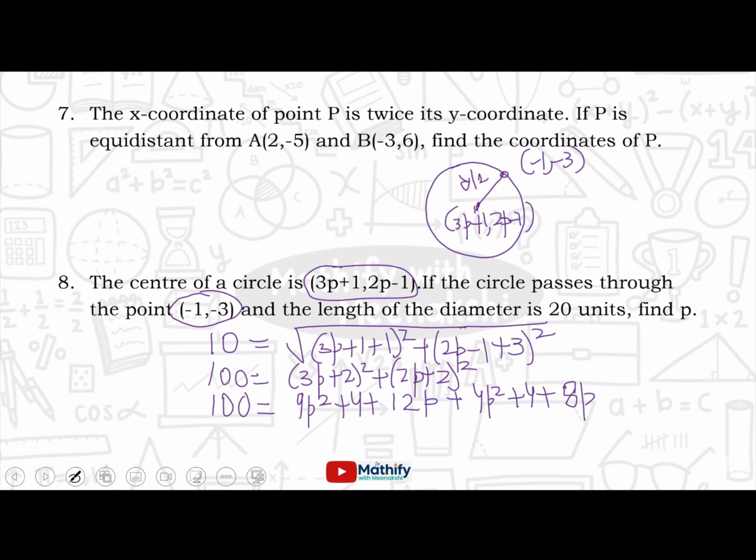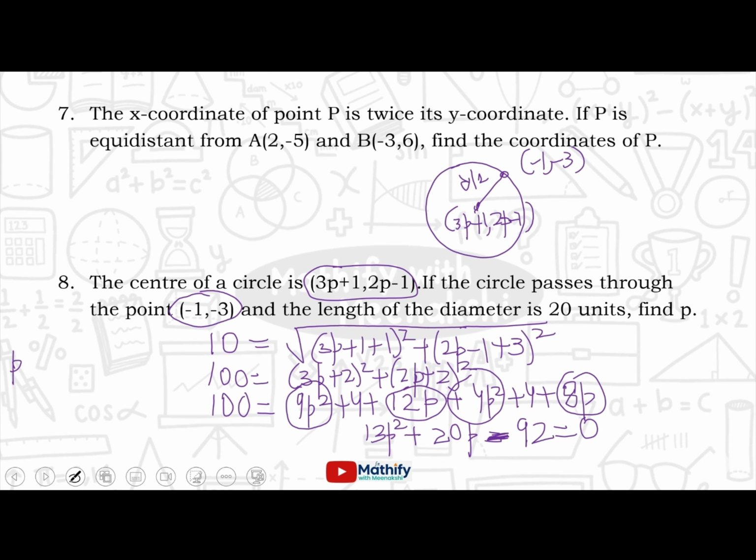Now just solve this, 9p square plus 4p square gives you 13p square, 12p plus 8p, that is 20p, and here 4 plus 4 is 8. When you move to that side, it becomes equal to 92. Or you can say minus 92 equal to 0 if you want to write it as a quadratic. Now you have a quadratic equation. You can simply solve this using the quadratic formula that you already know, but still I will do that for you.